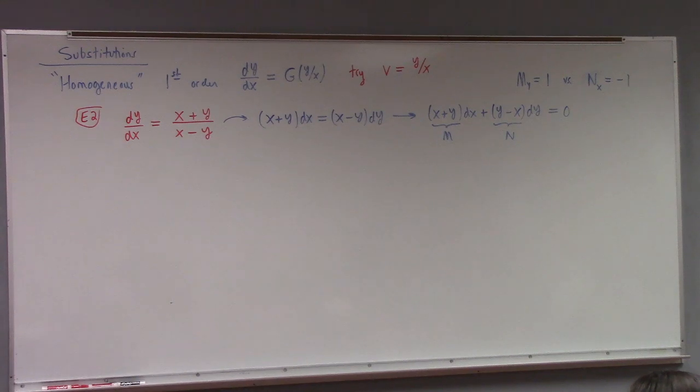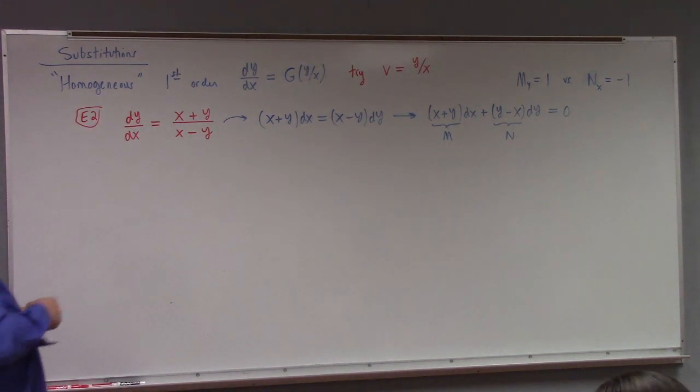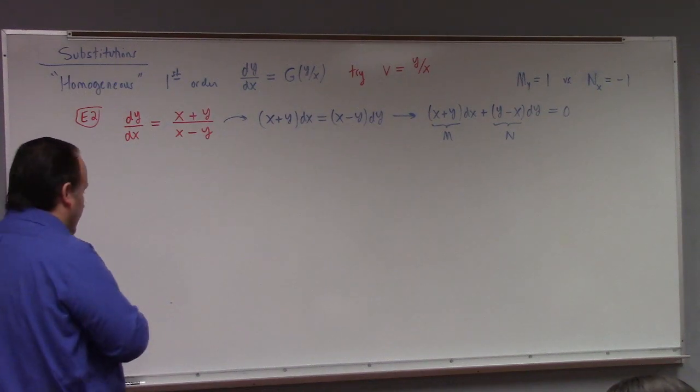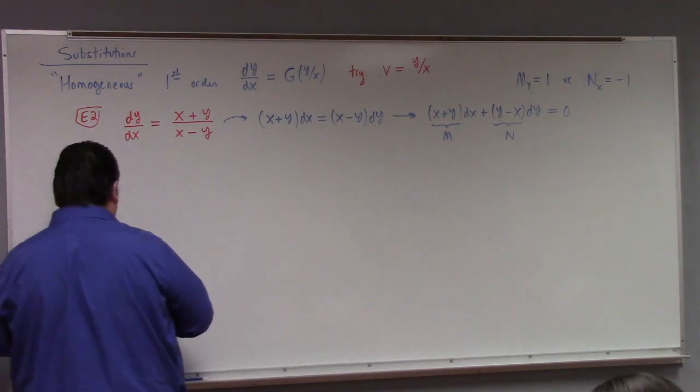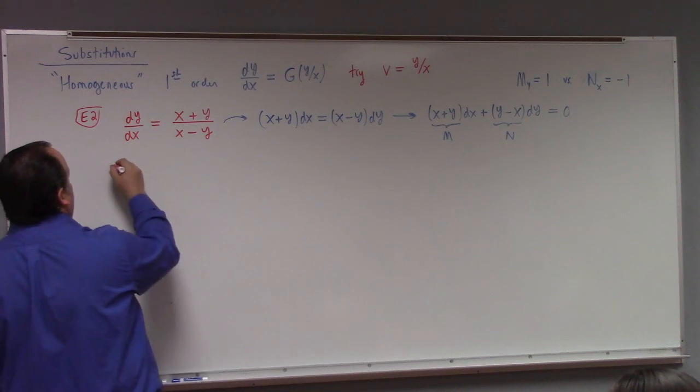Rats. Well, this is good news. So it's not linear, it's not separable, it's not exact. Our three methods have failed, so we must do something else. All right? Since I'm telling you this is actually homogeneous, can you guys tell me what algebra I need to do here to make it such?